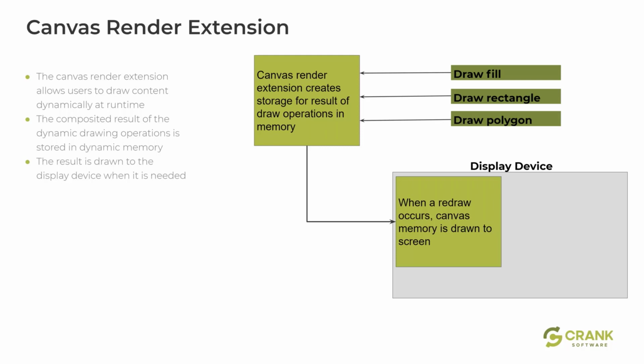And it's the same calculation that we've been using. It's the width of the canvas render extension times the height of the canvas render extension times the number of bytes per pixel that you're going to use within your canvas render extension. That's driven off of 32 bits per pixel, which is 4 bytes per pixel, because we want to be able to support alpha. And then when you're done drawing and we have to redraw the display, that memory is pushed to the screen. So that's the reasoning behind why we have to have a memory backing for the canvas render extension.